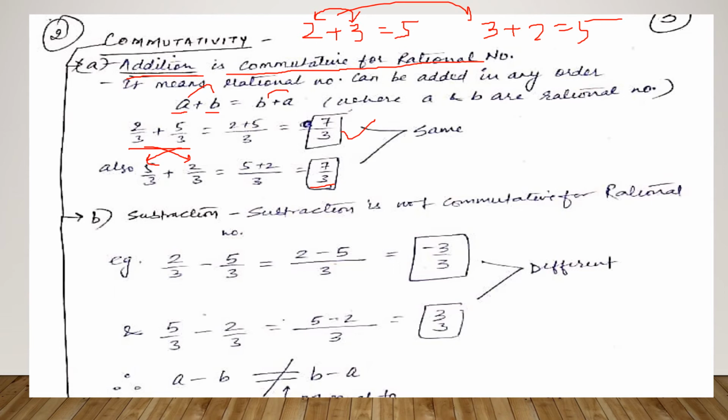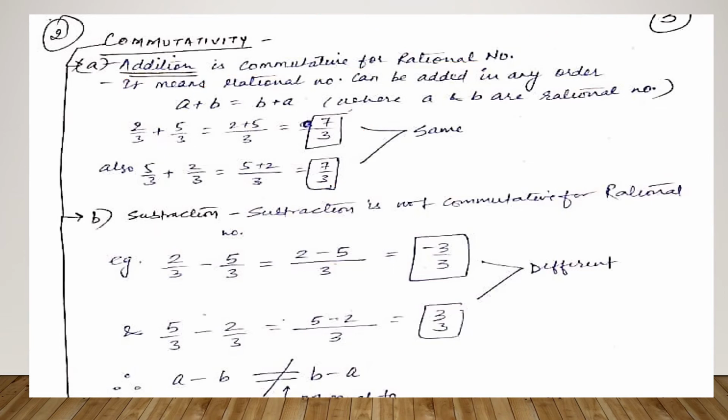Okay. Now B part, subtraction. Subtraction is not commutative for rational numbers. Why is it not commutative? That means here the order of numbers is important. If there are two numbers and in between them there is a subtraction sign, you can't change the order and say the answer will remain the same. Why? Let's see an example.